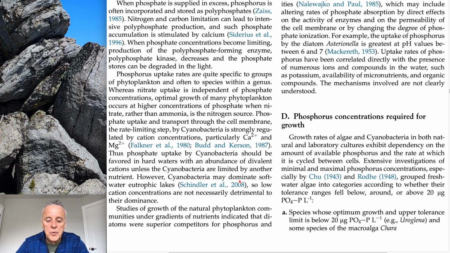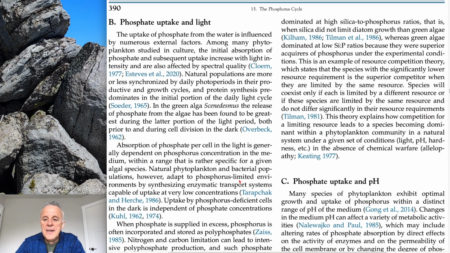Studies of growth of natural phytoplankton communities under gradients of nutrients indicated that diatoms were superior competitors for phosphorus and dominated at high silica to phosphorus ratios, that is, when silica did not limit diatom growth, whereas green algae dominated at low silicon to phosphorus ratios because they were superior acquirers of phosphorus under the experimental conditions. This is an example of resource competition theory, which states that the species with a significantly lower resource requirement is the superior competitor when they are limited by the same resource.